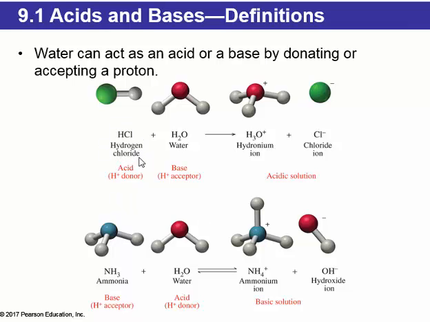Hydrogen chloride is a gaseous molecule, and when it dissolves in water, it's known as hydrochloric acid. Hydrochloric acid is an Arrhenius acid because when it dissolves, it increases the concentration of proton or hydronium. However, let's look at it in terms of a Bronsted-Lowry acid.